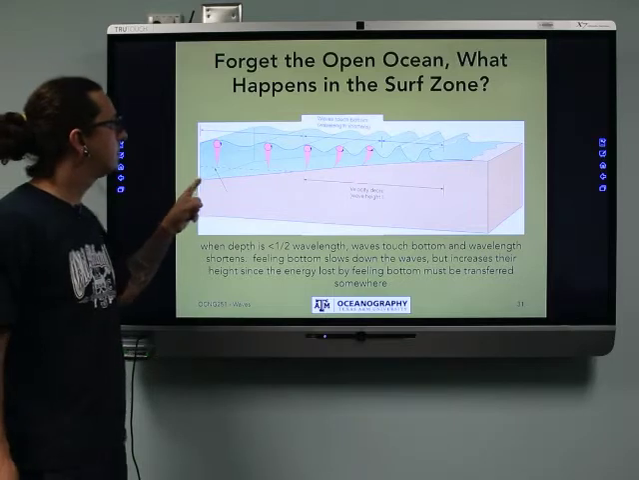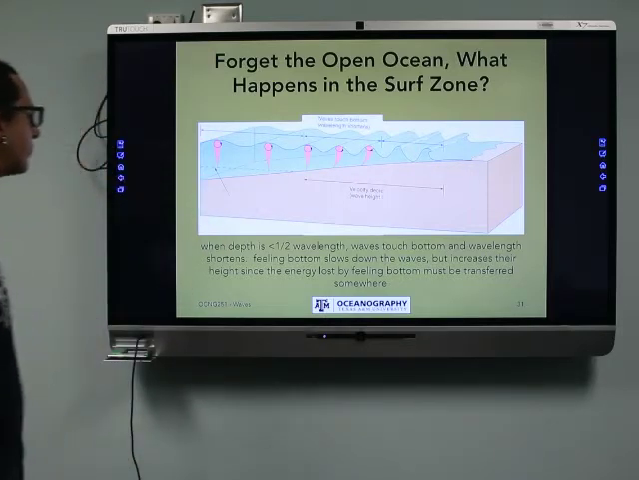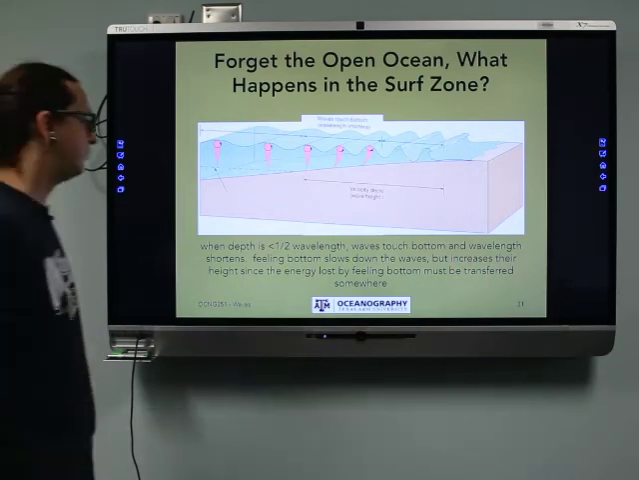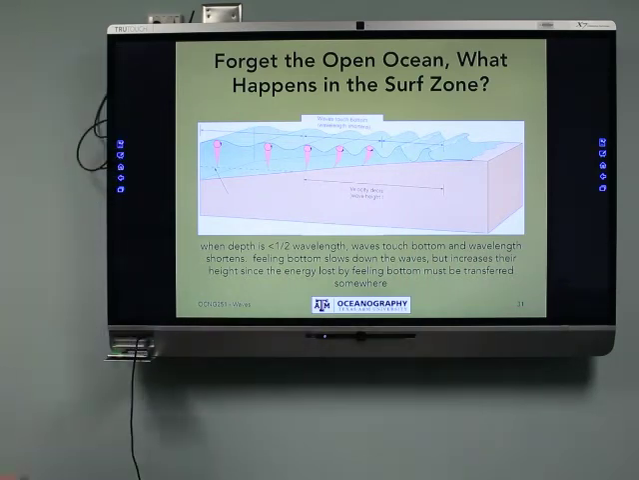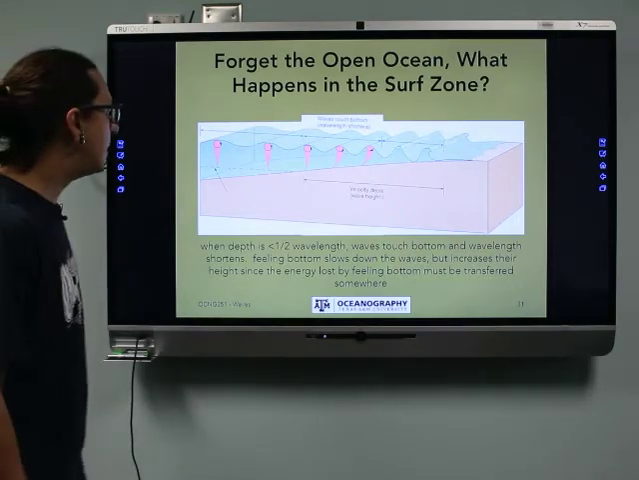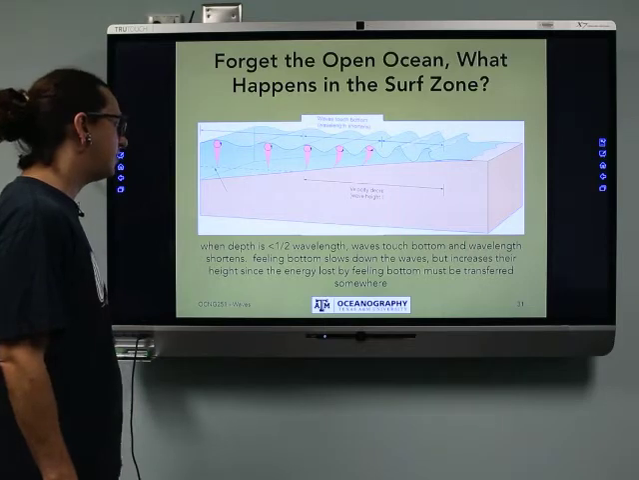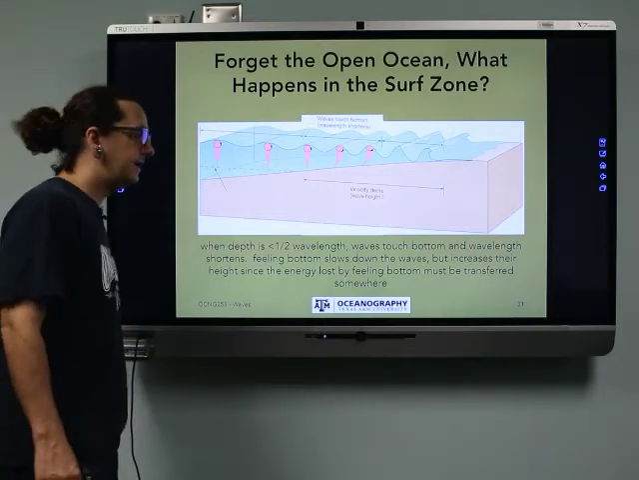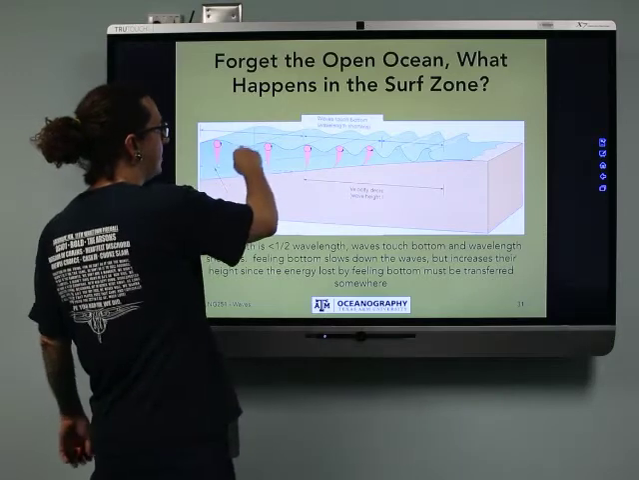When the wave comes upon the shoreline, and the depth becomes less than half of the wavelength, the wave touches bottom is the term. Touches bottom and the wavelength shortens. Feeling bottom slows down the waves, but increases their height since the energy lost by feeling bottom must be transferred somewhere. So basically what happens is you have a wave and it's coming along, right?